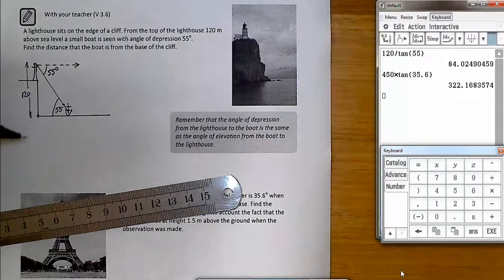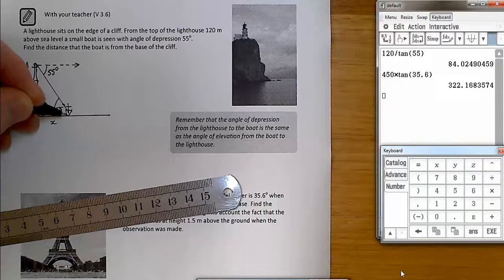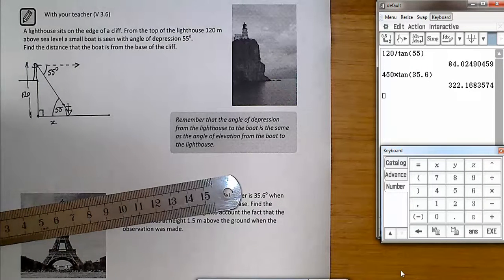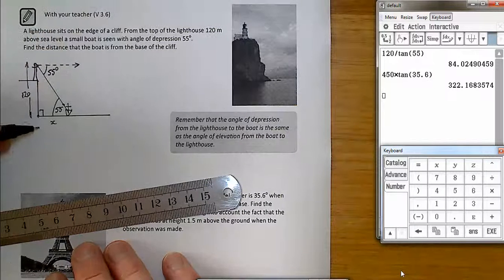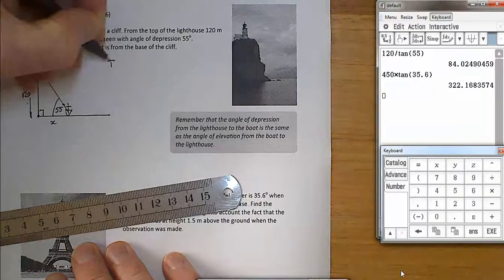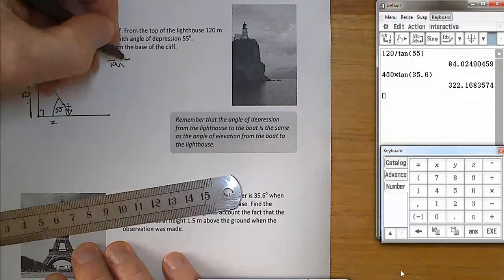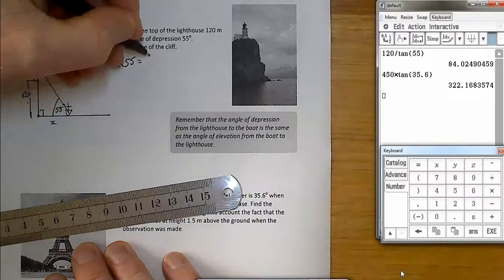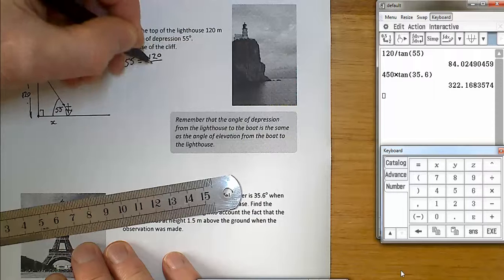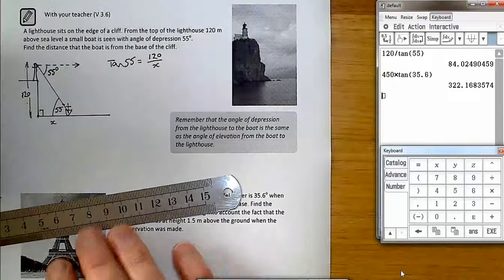So now what we can do is look at this triangle here. It's a right-angled triangle. I know this is 120. I'm asked to find the distance that the boat is away from the cliff. This is a straightforward trigonometry question now. So what I say to myself is, which sides are involved? Opposite and adjacent. That makes it a tan question. The tan of 55 equals opposite 120 over adjacent x.